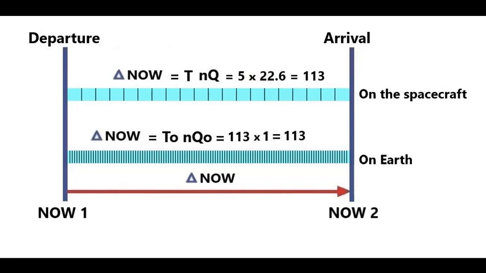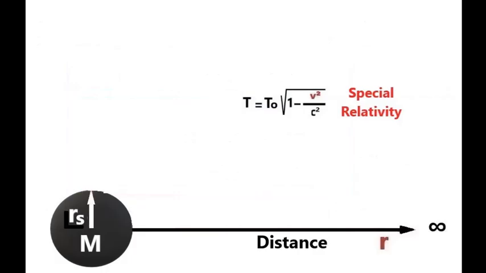They shared the now throughout the trip because the twin on Earth lived a more prolonged time t0, and the traveling twin lived with his shorter own time t, without realizing that he was in slow motion compared to his brother. Now let's see what happens with time around a massive body.